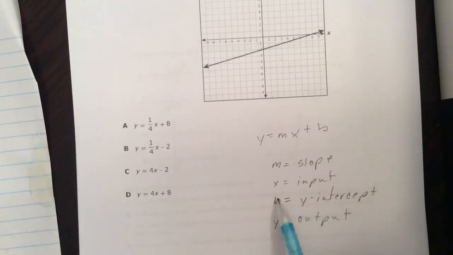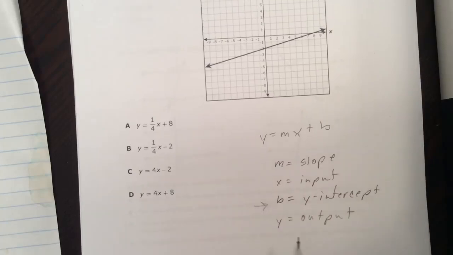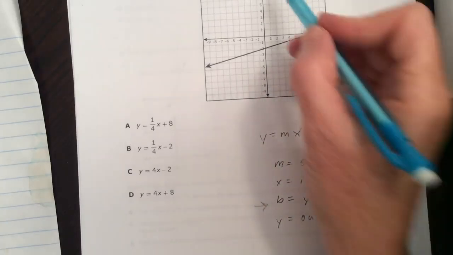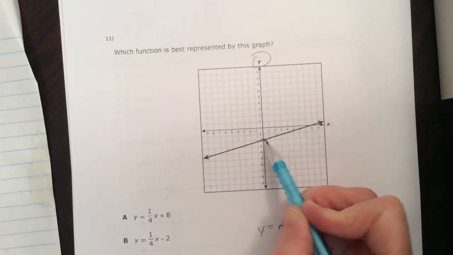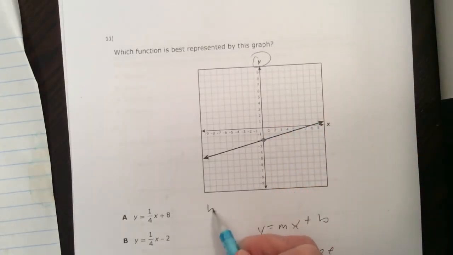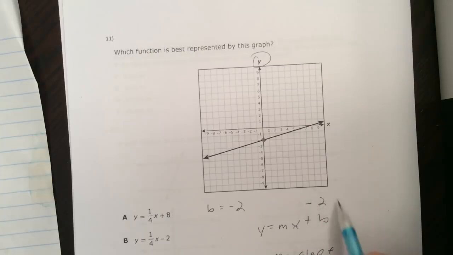This is so important here. This means, where does the line intersect the y-axis? This one intersects at -2. So we know b is -2. So in this formula, we know this needs to be -2 right here. So we can mark this one off because that has an 8, and this one off because that is an 8. That makes no sense.